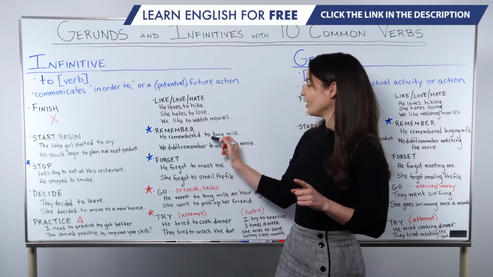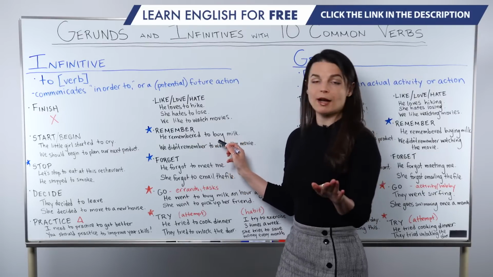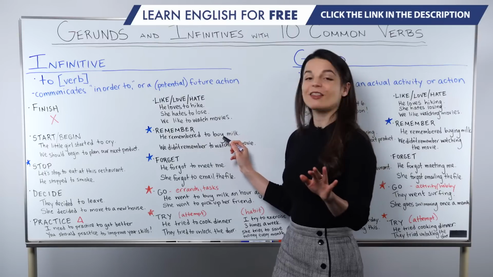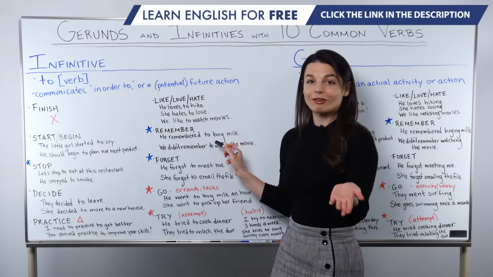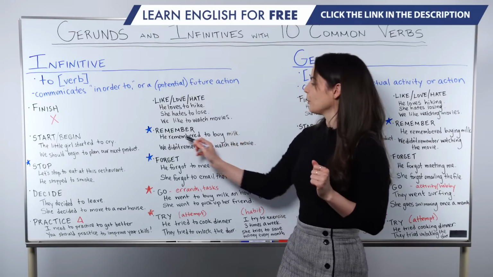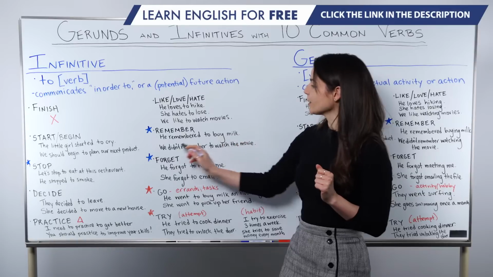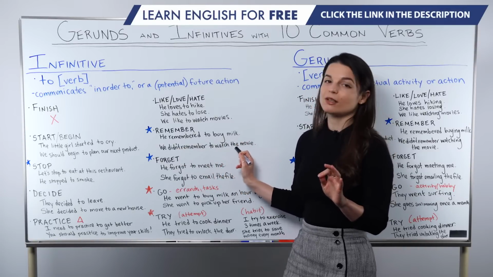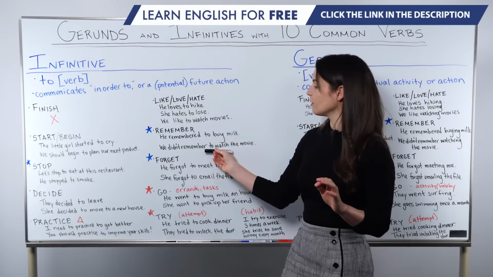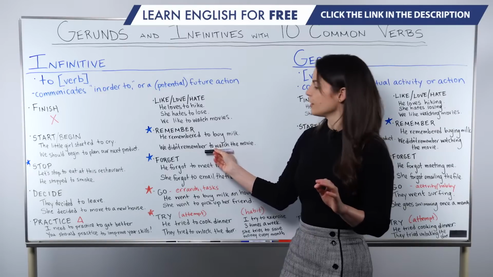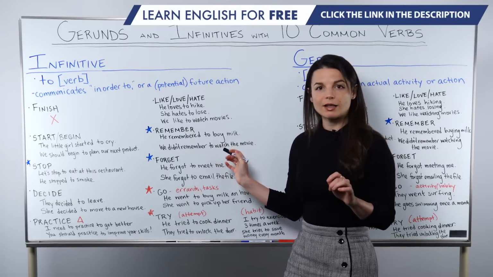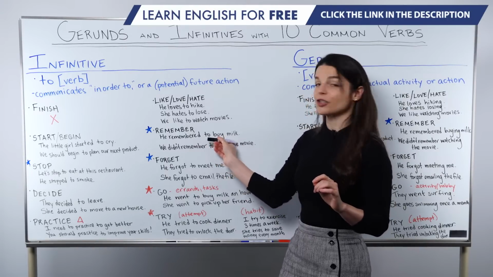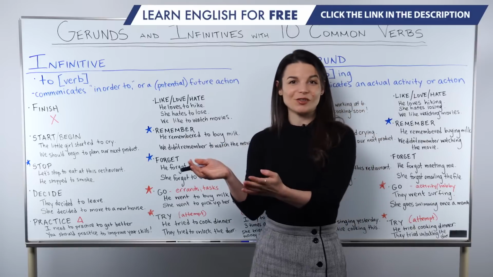So here, infinitive form, he remembered to buy. Okay, so in other words, another way to say this is he did not forget to buy milk, right? He remembered to buy milk, and we didn't remember to watch the movie. We have the infinitive forms here. Okay, so these sentences, the meaning is pretty clear, I think, right? So these are actions we remembered to do, right?